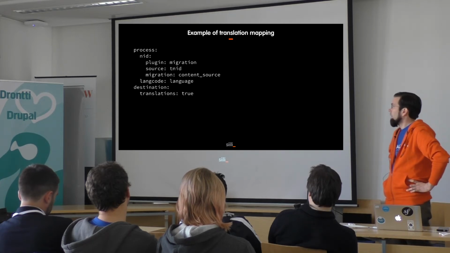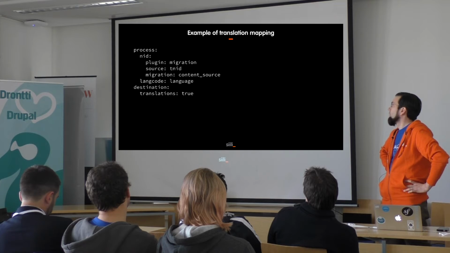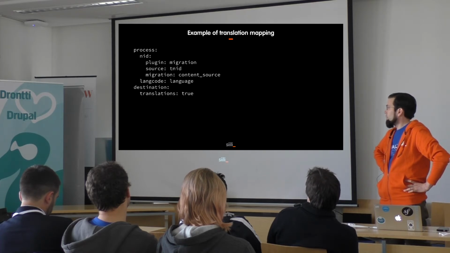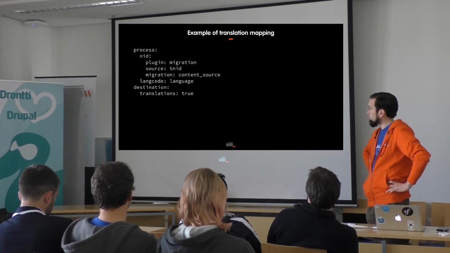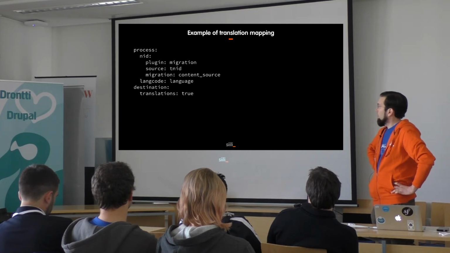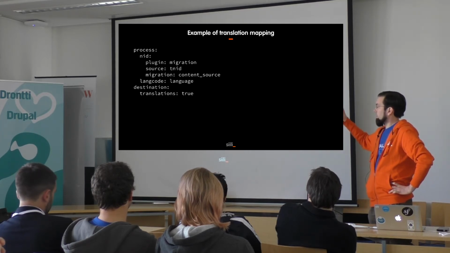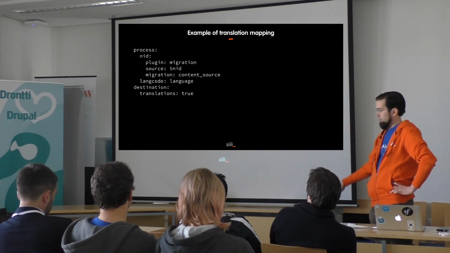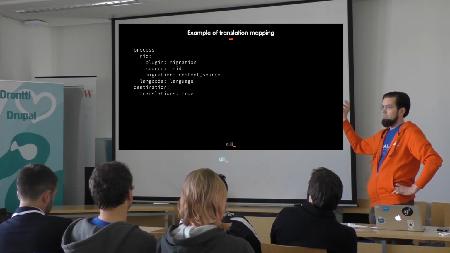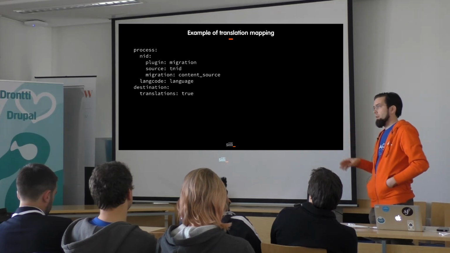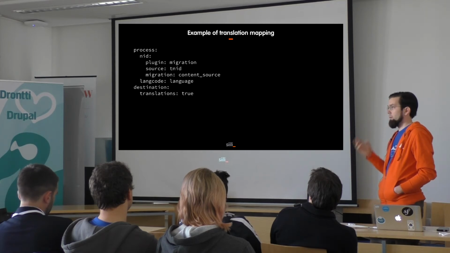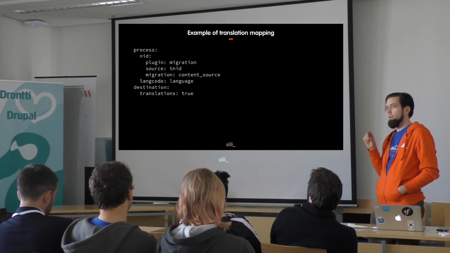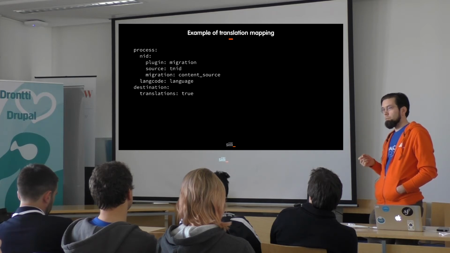This is the key parts from the configuration YAML that enables the translation importing. So what I do here is I refer to the original migration that takes the content in, because in D7 you have separate node IDs for each translation, and in D8 you don't. They're all the same node ID, they just differ by the language code.